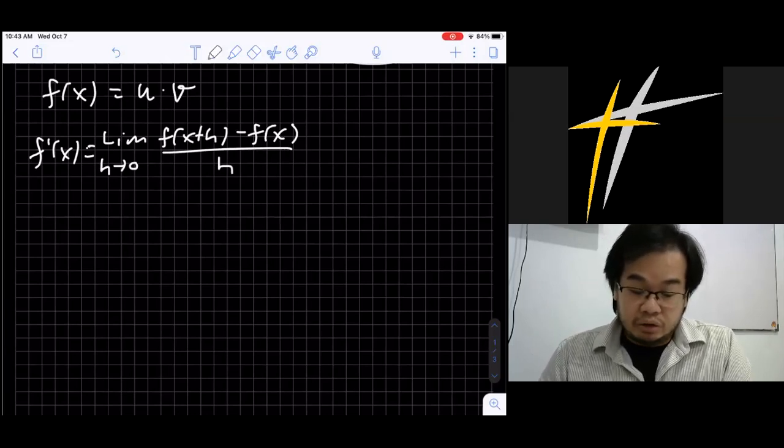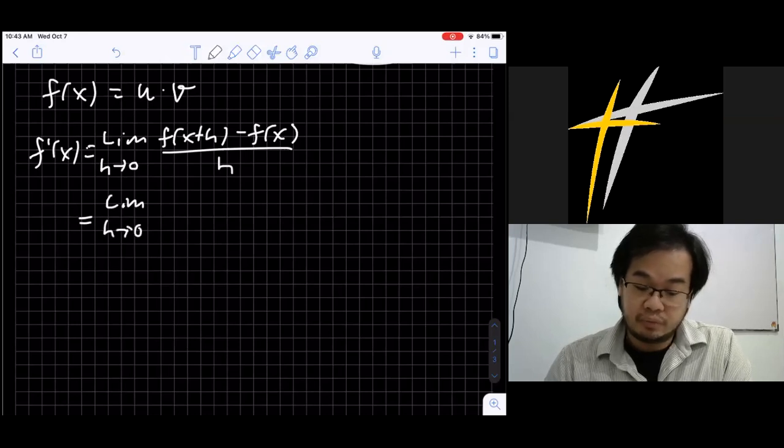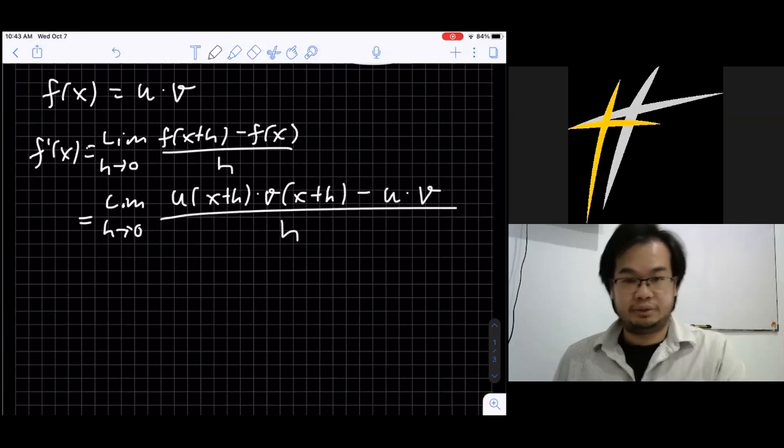So if I change it into u and v, then I can write it as the limit of h approaching 0 of u(x plus h) times v(x plus h) minus u times v, over h.